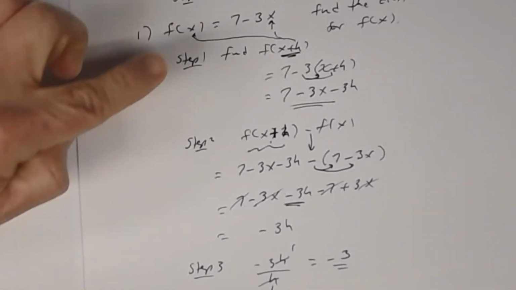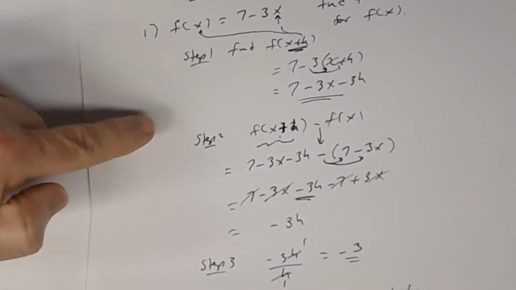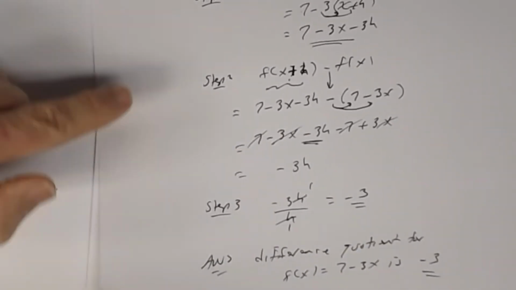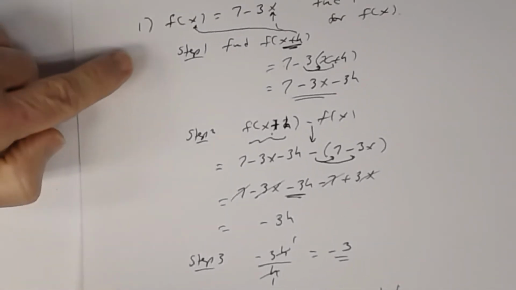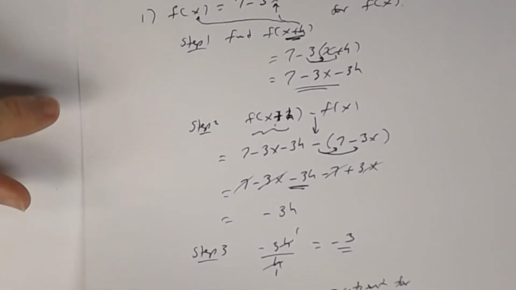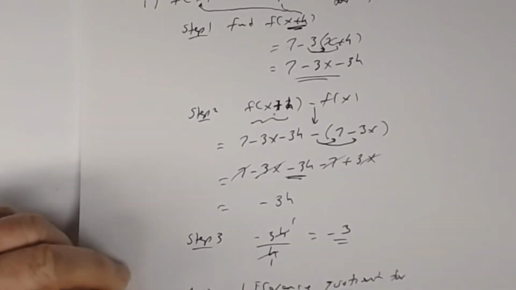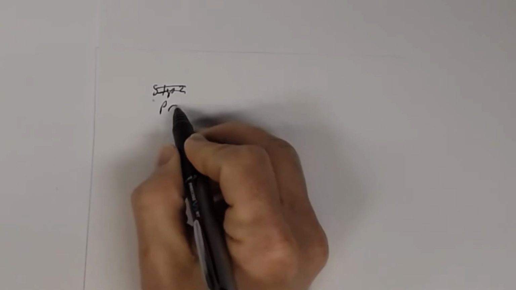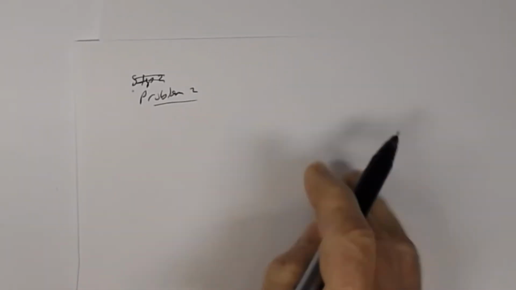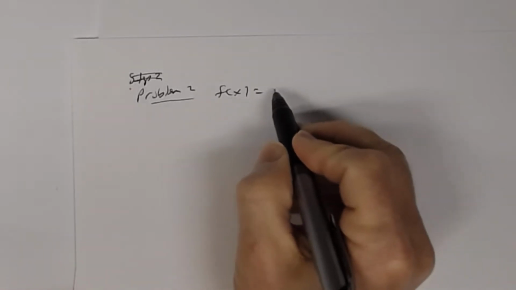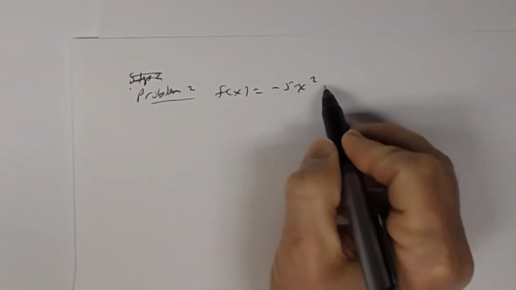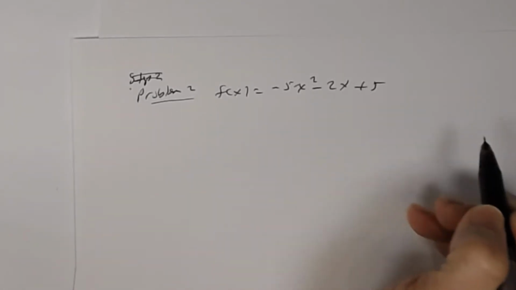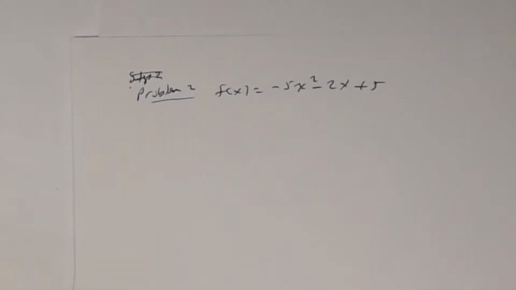Now, notice the more problems you do, the easier it becomes to you in terms of the process. So that was a linear function. Now let's look at a quadratic function, because that's the one you're going to see on a test. So this will be problem number 2. Problem 2 is this. Suppose f of x is equal to negative 5x squared minus 2x plus 5. All right, so that's the kind that you're going to see on test 2.